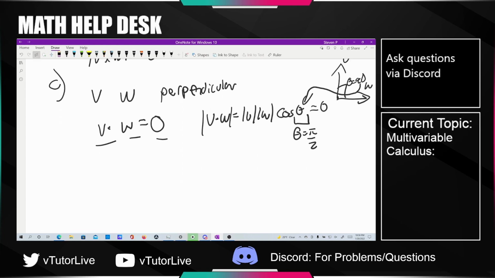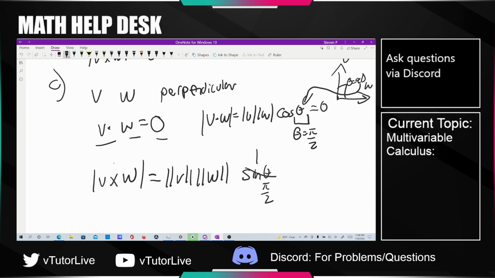And to express this with cross product, how would you do it? It's very similar to part B's dot product, but the idea is that the magnitude of V cross W is equal to the magnitude of V times the magnitude of W. Because remember that there was this extra sine theta term, but when it's orthogonal, then theta becomes pi over 2, and this entire thing just becomes 1, and you can ignore it. So this is the expression that tells you V and W are perpendicular.